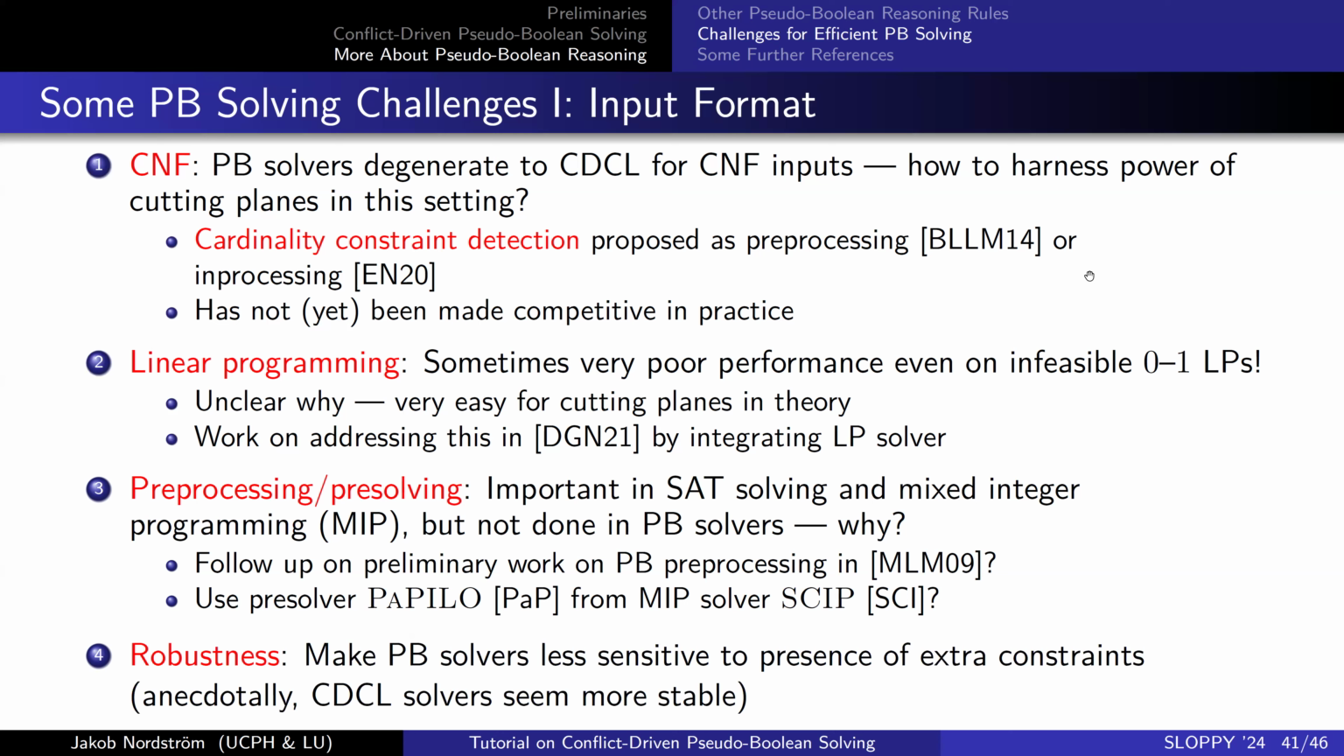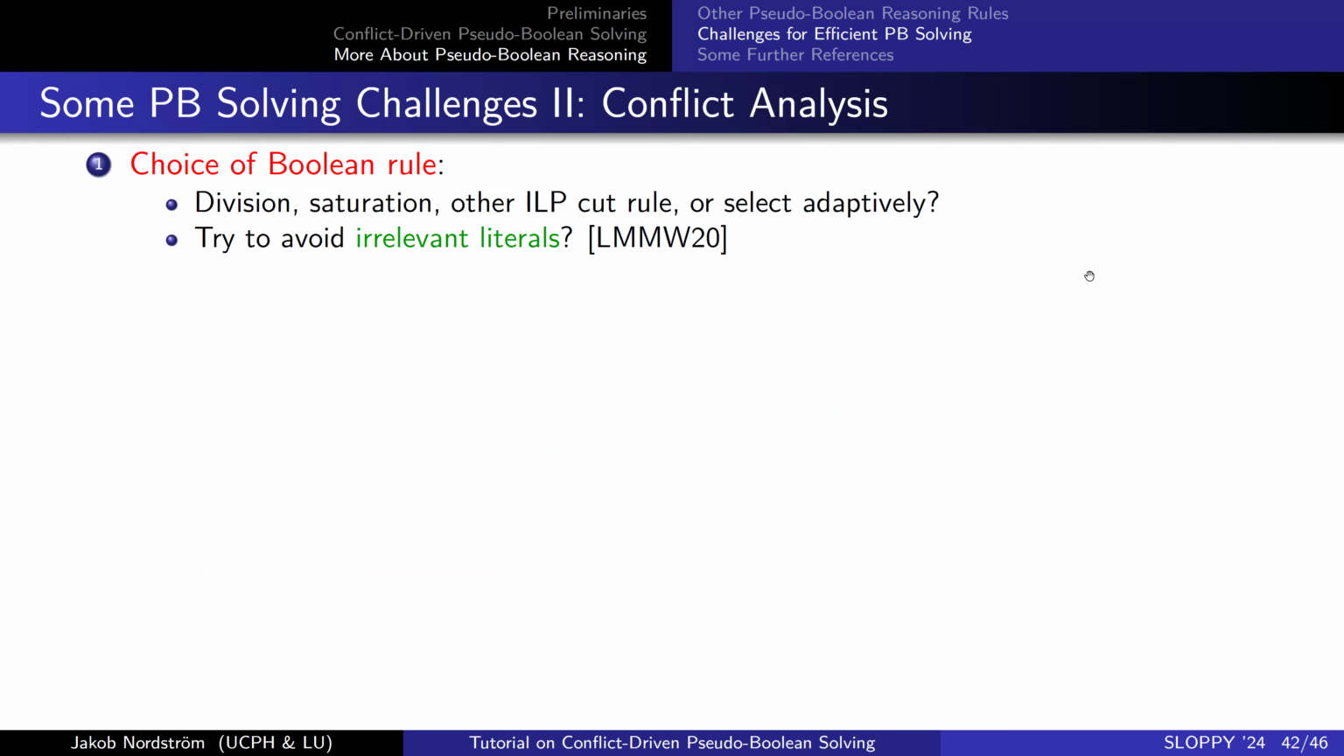It seems anecdotally that CDCL solvers are more robust to things like permuting the order of the constraints and so on. That doesn't affect CDCL solvers so much. It does affect pseudo-Boolean solvers more, it seems. Okay, more challenges. We already saw that we can use division or saturation for conflict analysis. Could we maybe use other rules? Should we try to adapt, adaptively try to see during conflict analysis which kind of rule seems to work best?